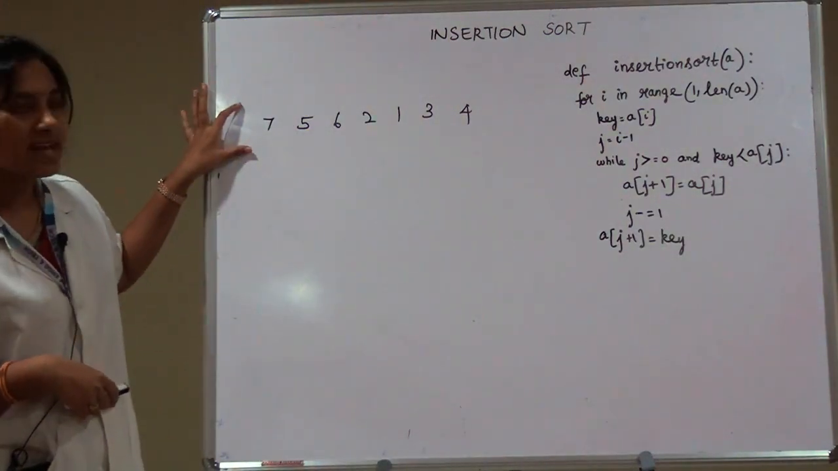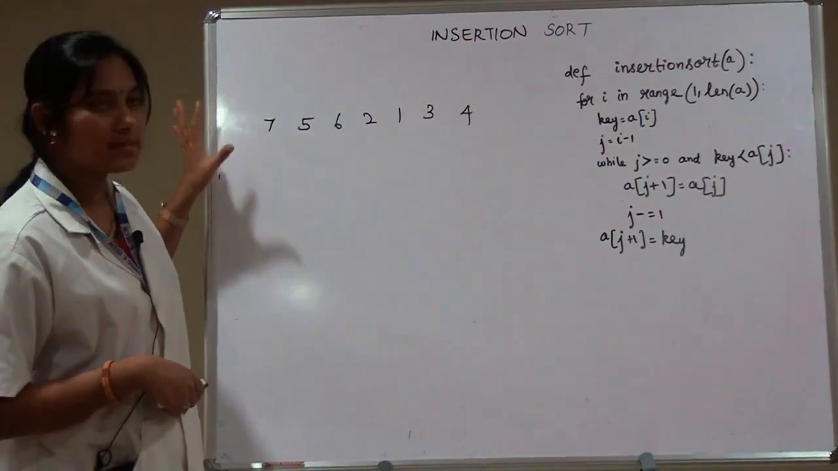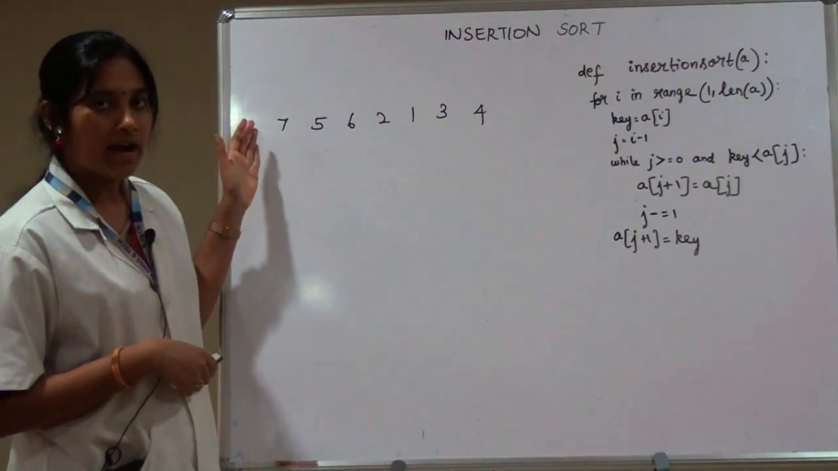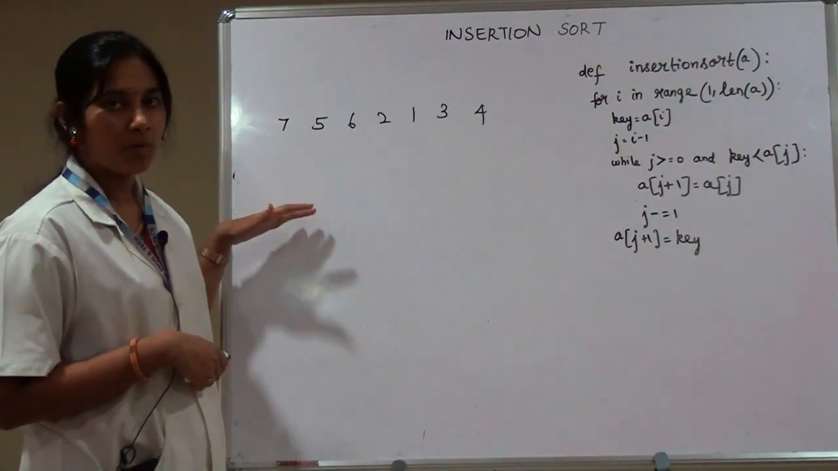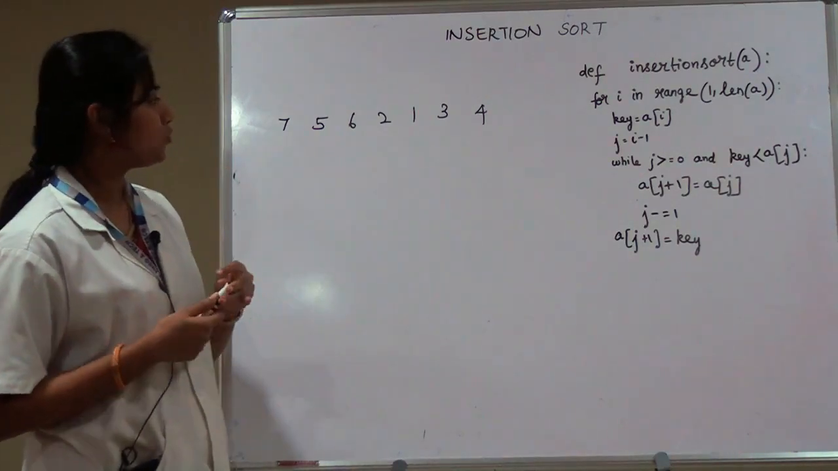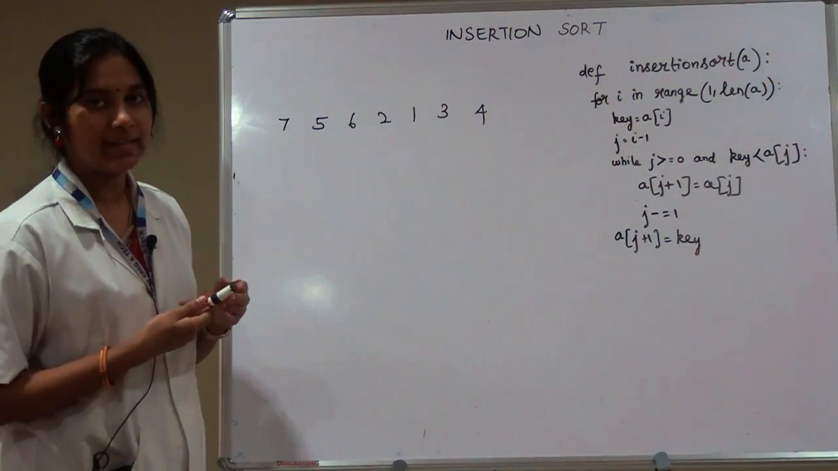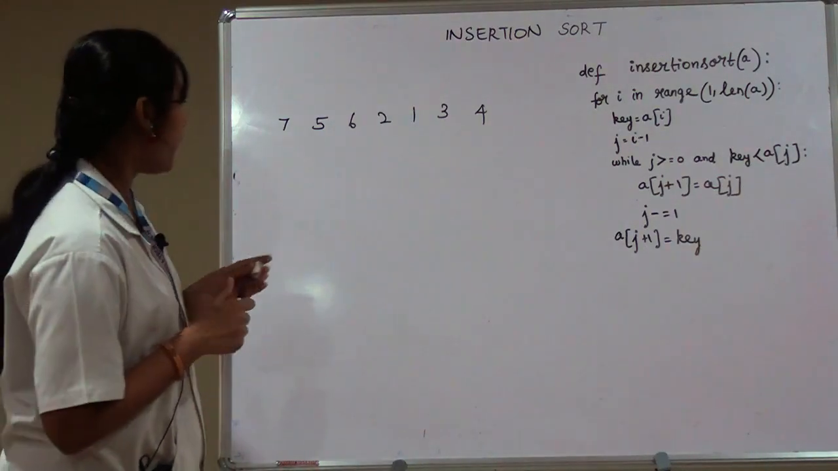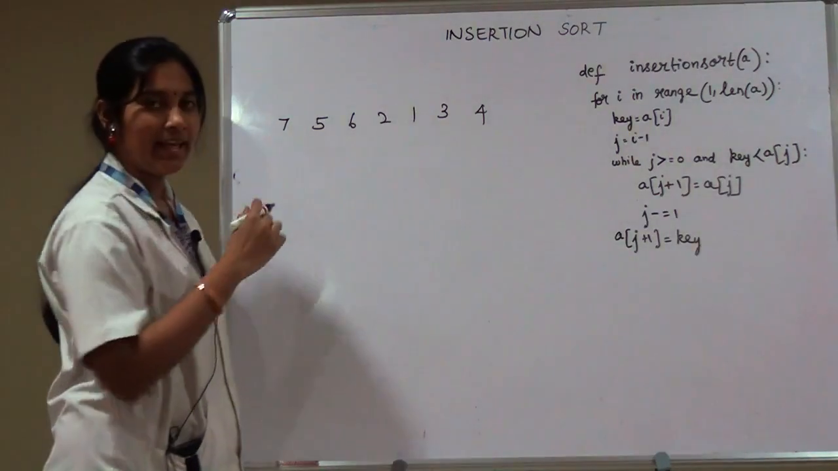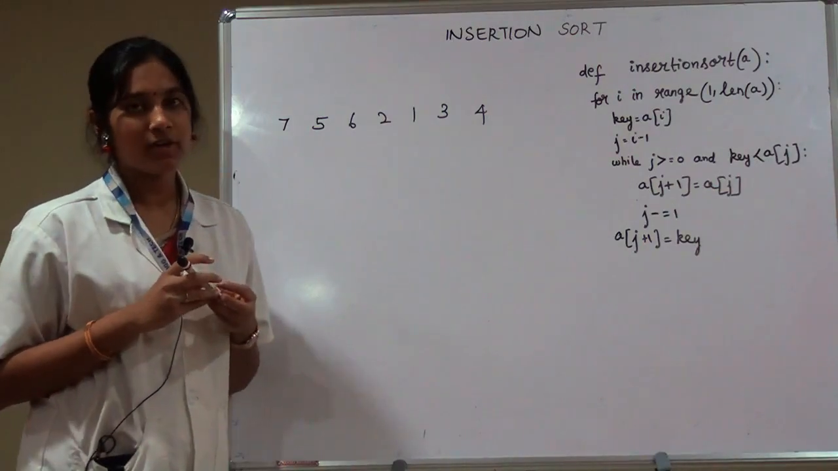This is an array that I have to sort. My input is an unsorted array. After sorting, what will be my output? A sorted array, like 1, 2, 3, 4, 5, 6, 7. We will see how we are going to get that output. Initially, if there is only one element, then that element is already sorted. There is no need for sorting.